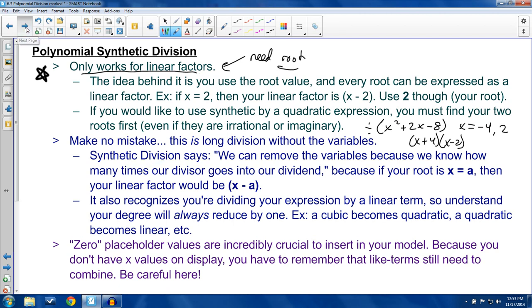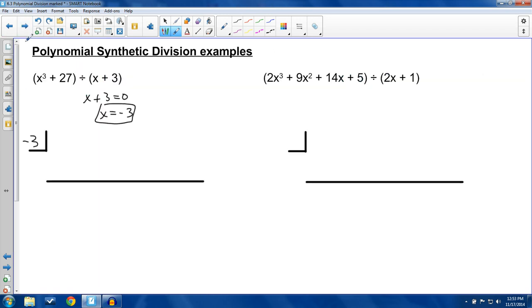So I'm going to go ahead and get started. Oh, actually, I need this note. It's important. 0 placeholder values are incredibly crucial to insert in your model. Because you don't have x values on display, you have to remember that like terms still need to combine. Be careful here.